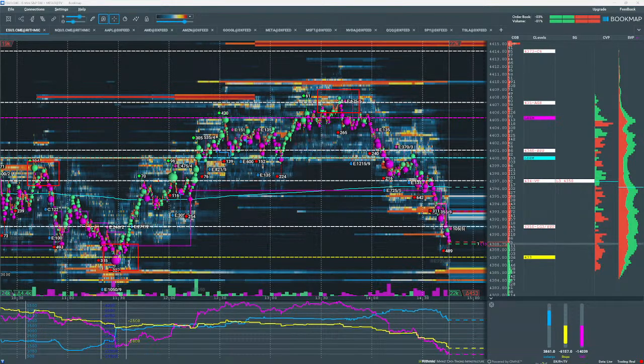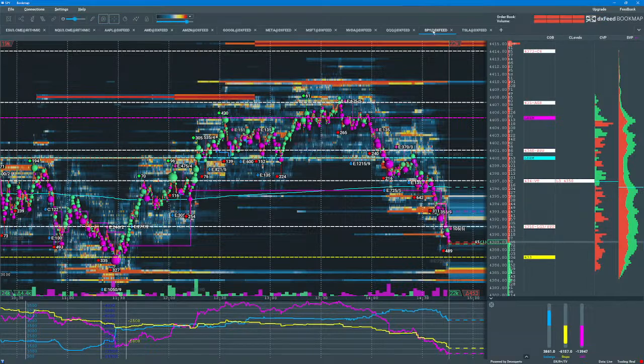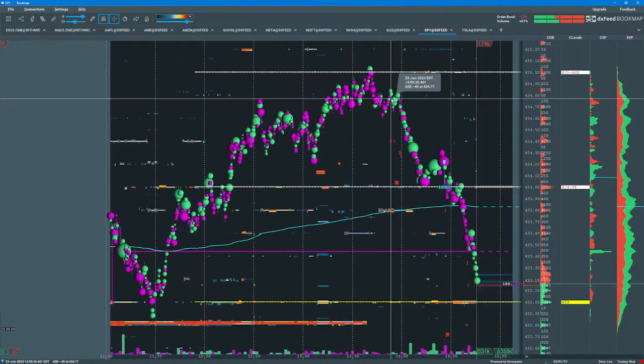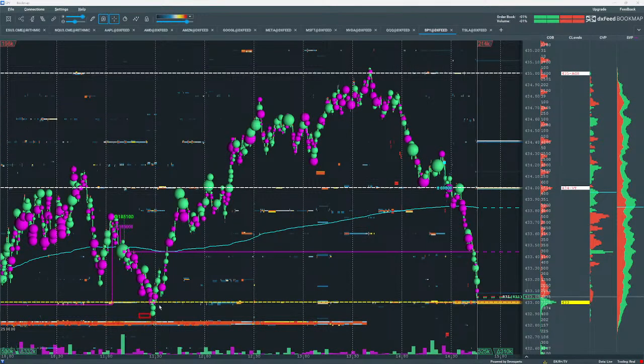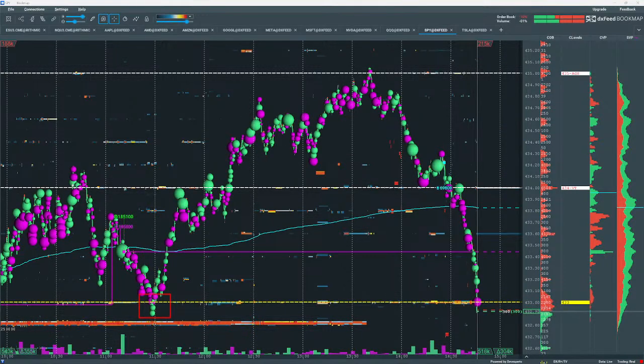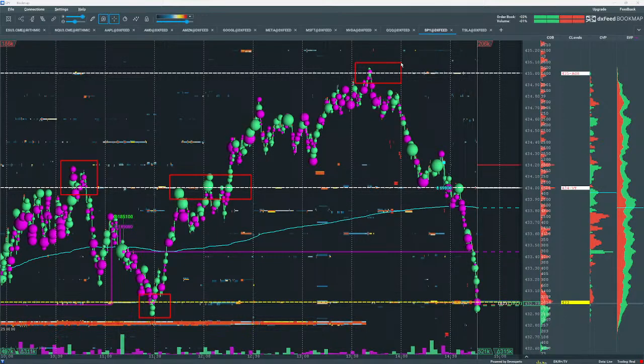So let's just take a look at SPY. There you go. Support at SPY 433. Resistance at the 434. Then a break above the 434, and there's the resistance at the 435. And as I've been talking, prices dropped pretty quickly back down to the 433 level.